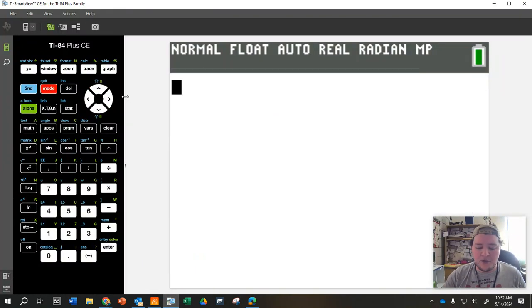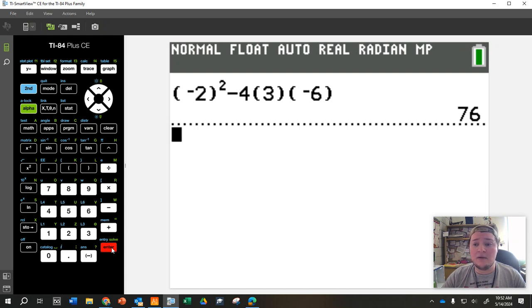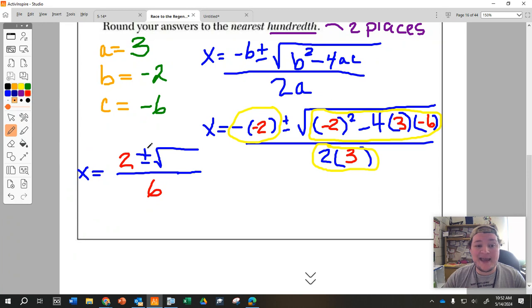From the main menu of the calculator, I'm going to type in parenthesis, negative 2, parenthesis squared, regular minus button, 4, parenthesis, 3, parenthesis, negative 6. Without the square root sign, you should get 76. Okay? Back to your paper. Inside the square root sign, you're going to put that 76 you just got.